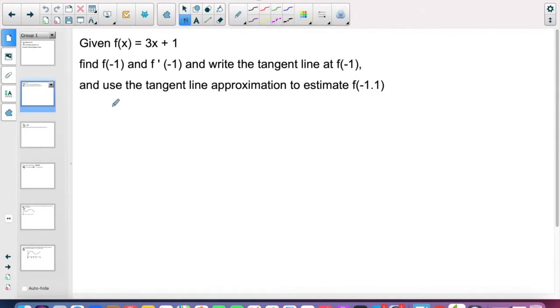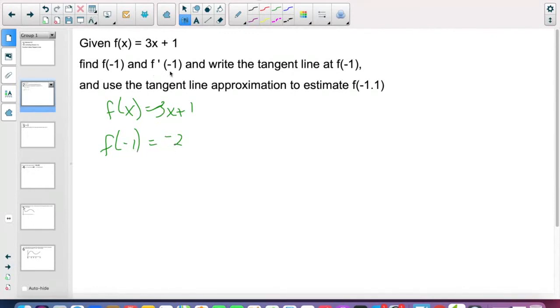So in this example, they give us f of x equals 3x plus 1. And they want us to find f of negative 1. So if I do that, that means I just plug negative 1 into that original function. So 3 times negative 1 is negative 3 plus 1 is negative 2, which is an ordered pair, negative 1, negative 2. So the ordered pair at negative 1 for this function is negative 1, negative 2.